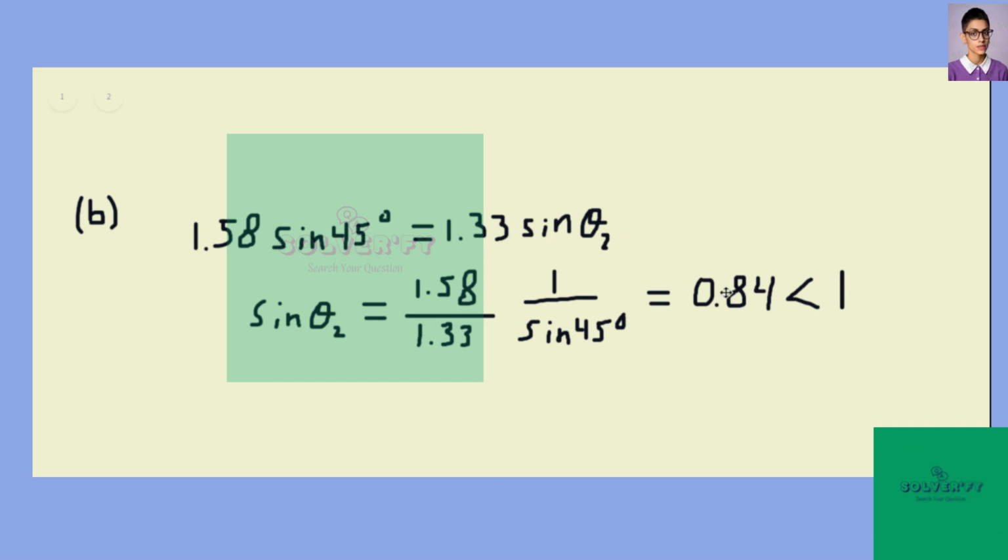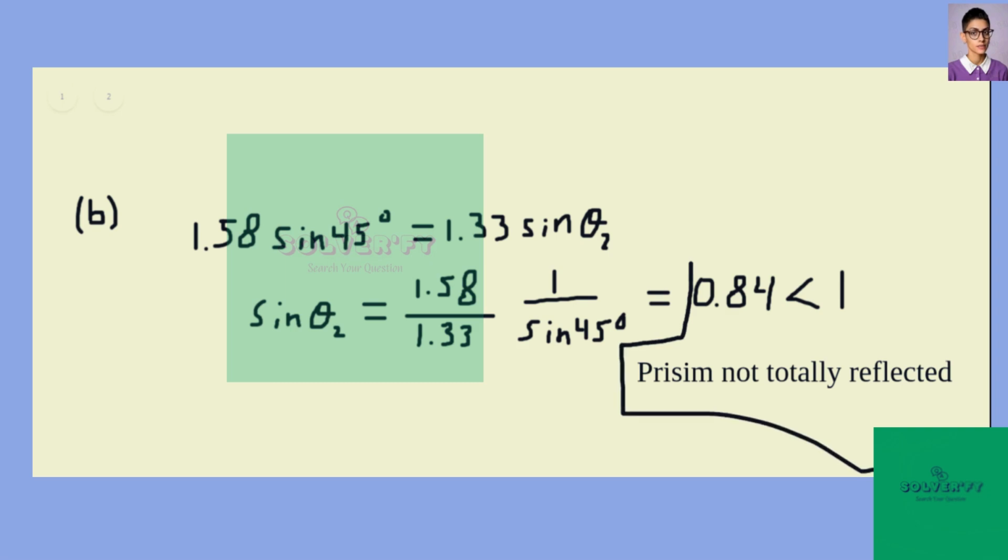So we'll go ahead and write that out because that's what we were asked to find. So prism not totally reflected. And the reason being because 0.84 is clearly less than 1. So we can box all of that in as our solution for part B.